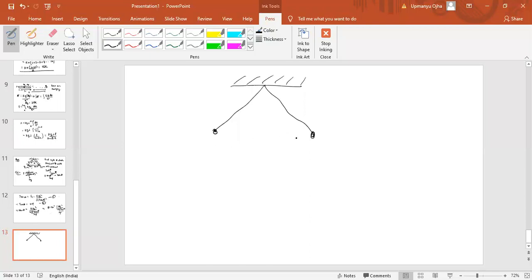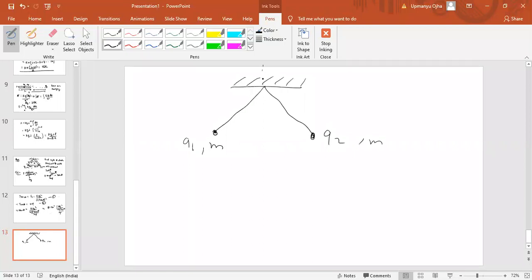The charges on the two bobs are different. This is Q1, this is Q2. But the masses are the same between the two bobs. Now the length of the string is L. Let us suppose that the left hand side bob makes an angle theta 1 from the vertical, and the right side bob makes an angle theta 2 from the vertical.